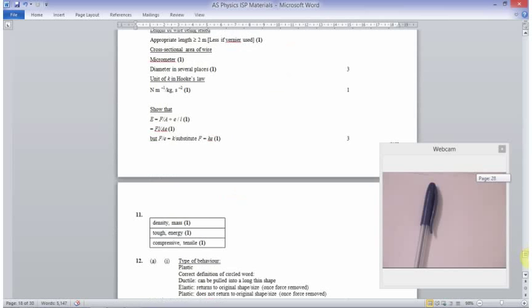Is there an explanation of what's going on there? Yeah, plastic, so that's the word they're after for that one. Plastic would be the word.